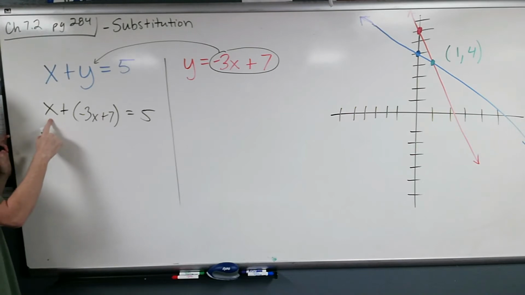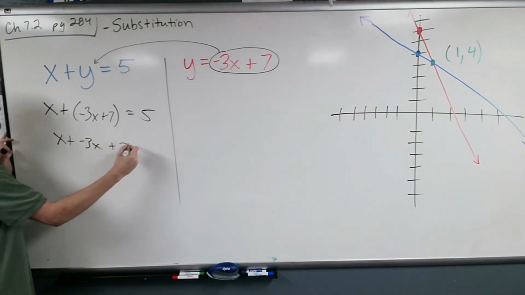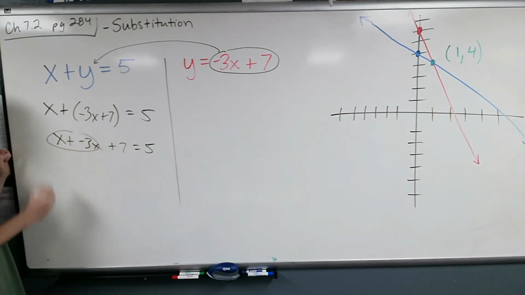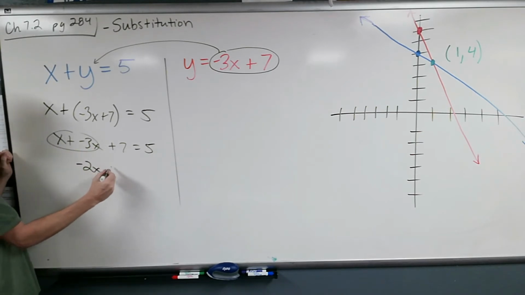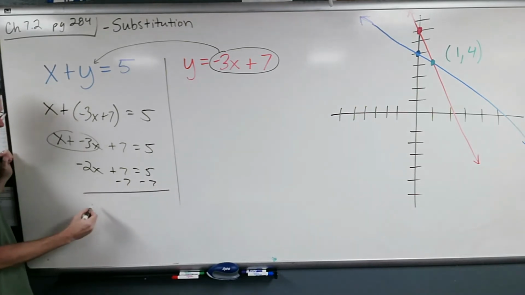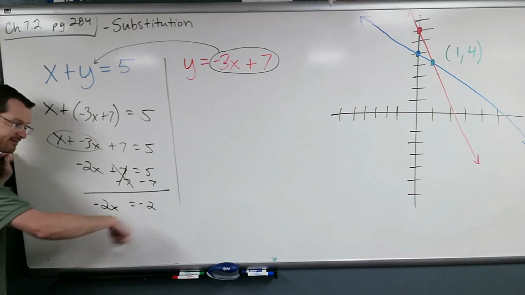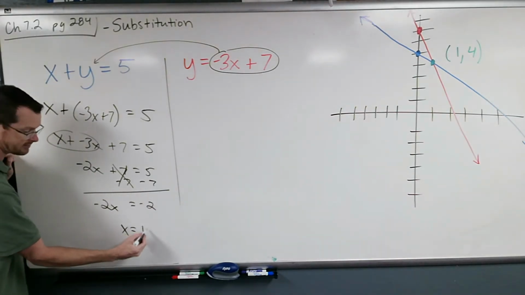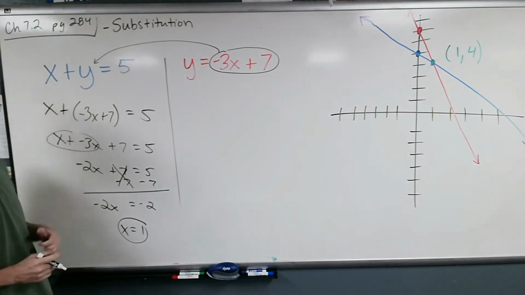Well, then what would it be? x plus a negative 3x plus 7. So x plus a negative 3x, x take away 3x, that's a negative 2x, plus 7 is equal to 5. If I subtract 7 on both sides, I'm going to get negative 2x is equal to negative 2. And when I divide by negative 2, I'll find out that x is negative 2 divided by negative 2, that's positive 1. So my x value is 1.